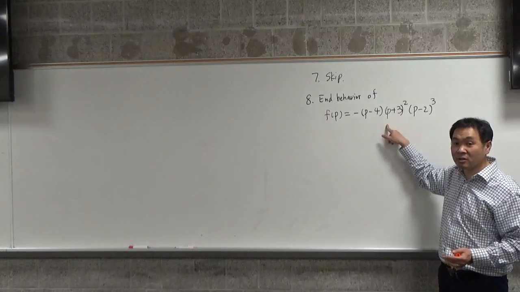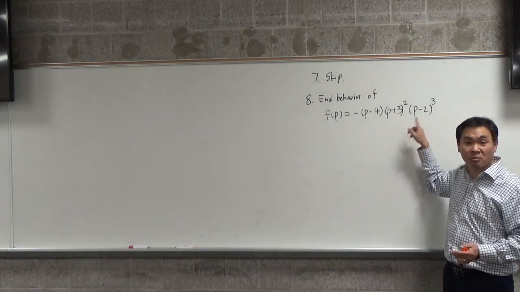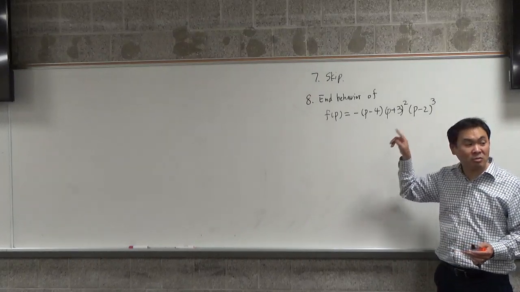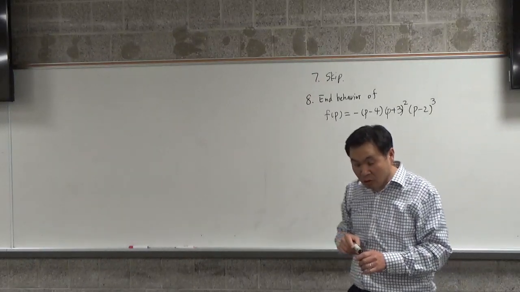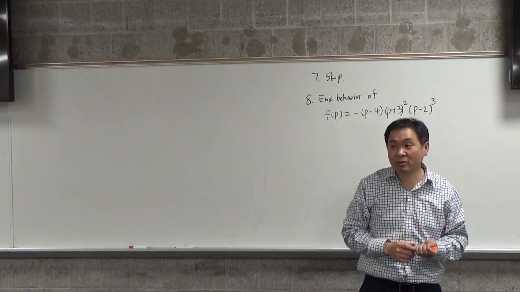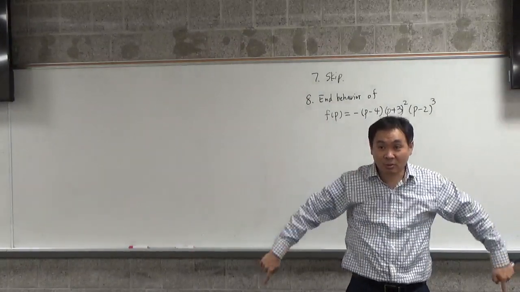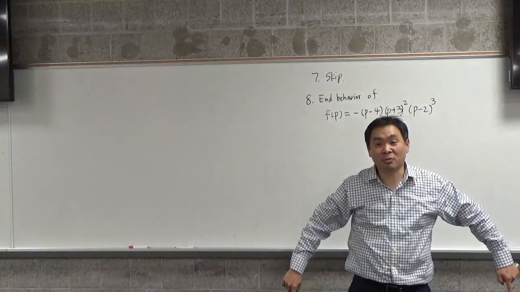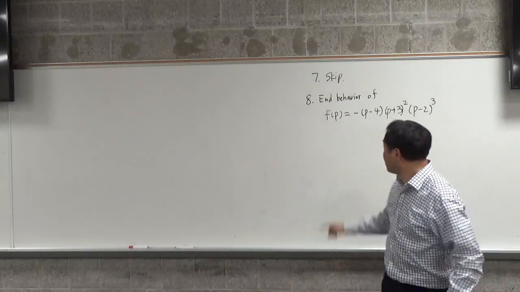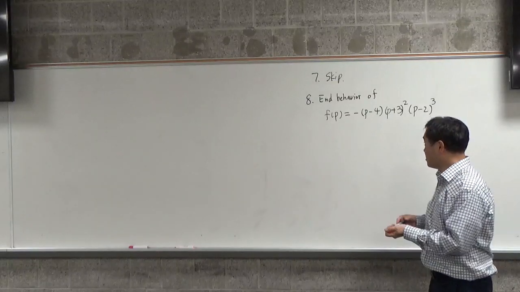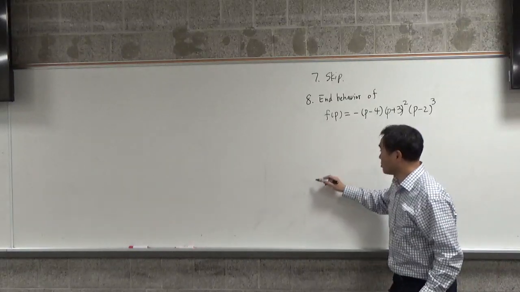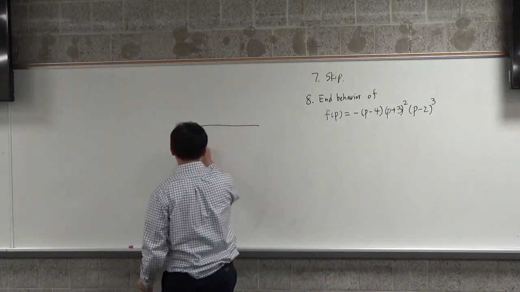P times p squared is p cubed. P cubed times p cubed is p to the 6. This is order 6. Now if you have an even degree polynomial, then the end behavior is always either this or this, right? Which one is it for us? It's negative in the front, so it must be going down, right? So you know that the end behavior should be this and this.